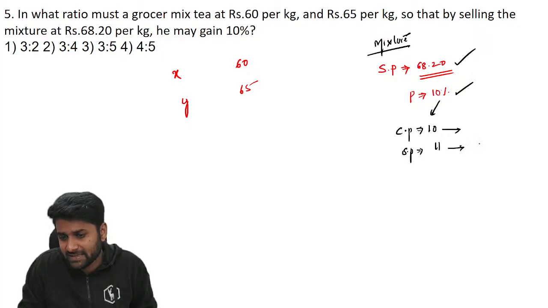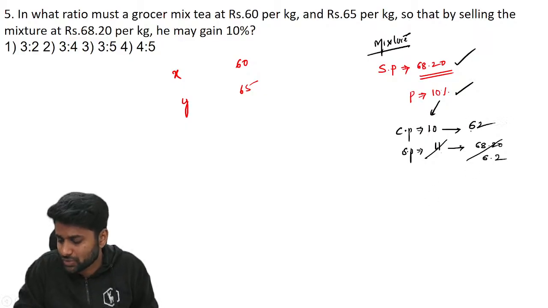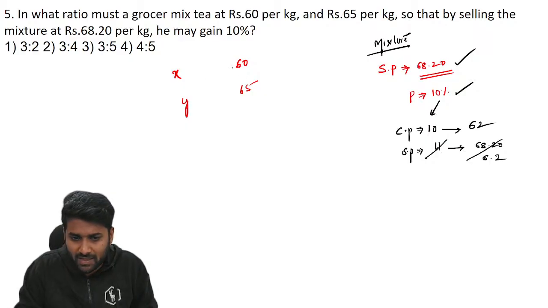Selling price is 68.20. It means 11 units is equal to 68.20. Now, with further simplification, you should understand that it is a value of 6.2 units. Now what is the cost price here? 62. Just cross multiply that. Then the average price you got is 62.